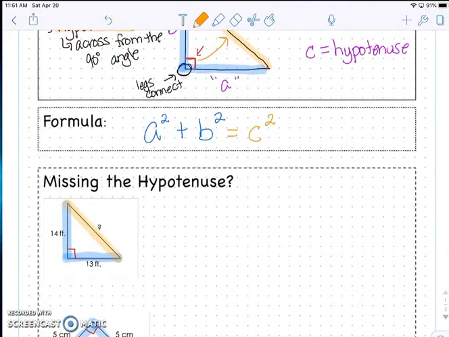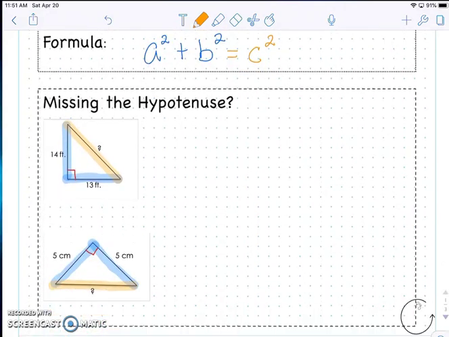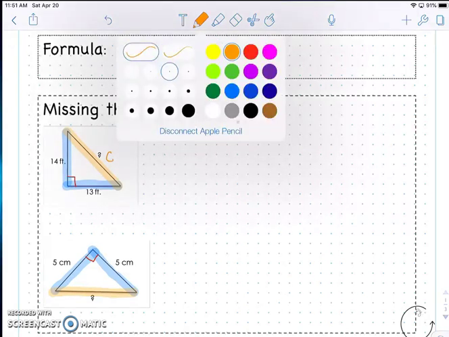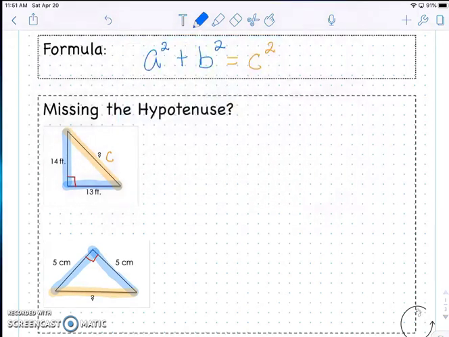Go ahead and move down in your notes. We are going to look at how we use this particular formula in order to help us find the hypotenuse when that is the side that is missing in a right triangle. So you can see that we're missing the hypotenuse, which is c. And remember, our legs are interchangeable, so it doesn't really matter what we label as a and what we label as b. So let's just go ahead and label this first triangle like this.